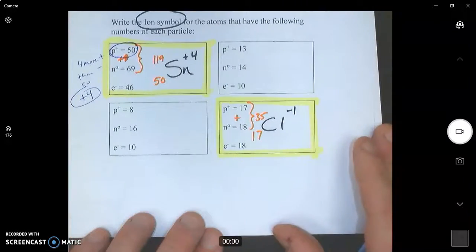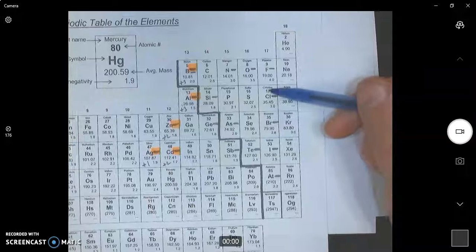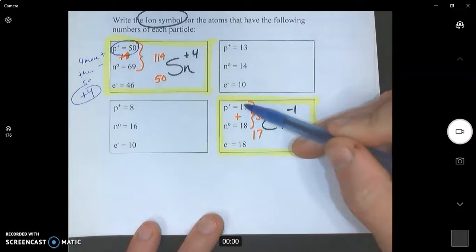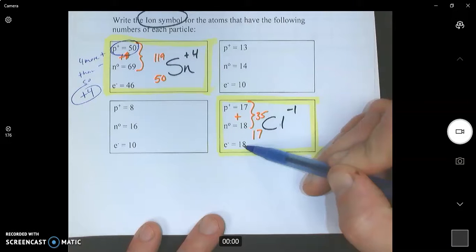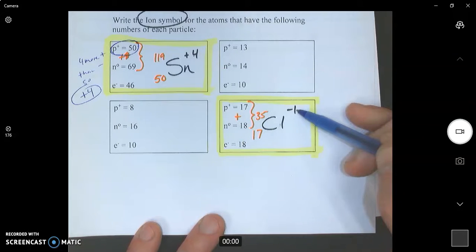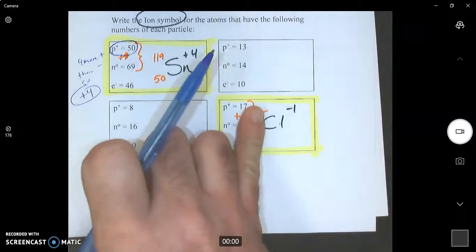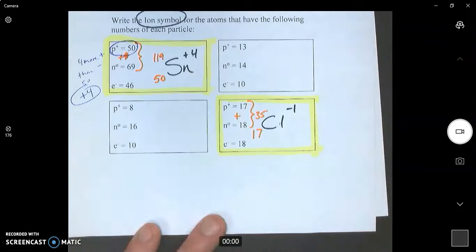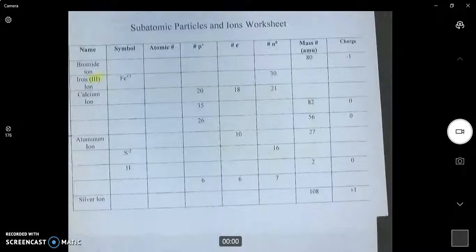For this one, protons are 17. Chlorine is number 17. Put Cl, 17 protons, 18 electrons. There's an extra electron, 1 more negative than positive, so we get a net charge of -1. If I asked you for the ion symbol, that's all you'd have to show me. If I asked you for the nuclear symbol, I'd like you to go through and add in your mass number and your atomic number.